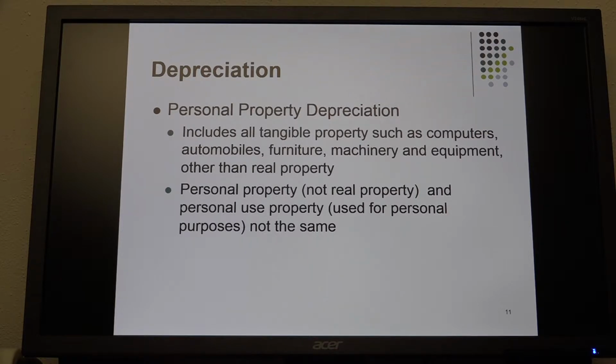All right, so personal property depreciation includes all tangible properties such as computers, automobiles, furniture, machinery and equipment that are other than real property. Note that personal property and personal use property are not the same. If it's personal use property, a car we drive for only personal use, not business, we don't depreciate. Your house is personal use property, you don't depreciate it.